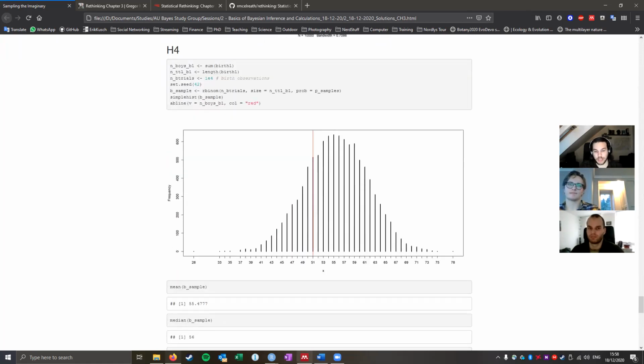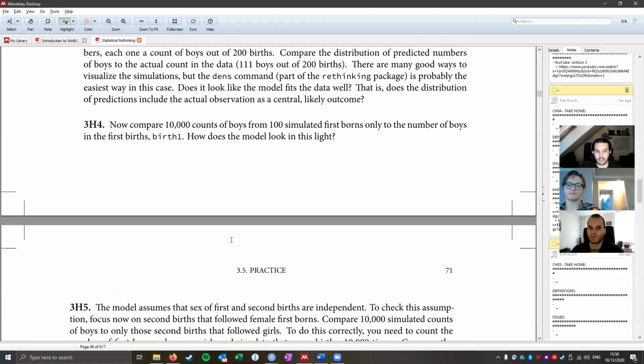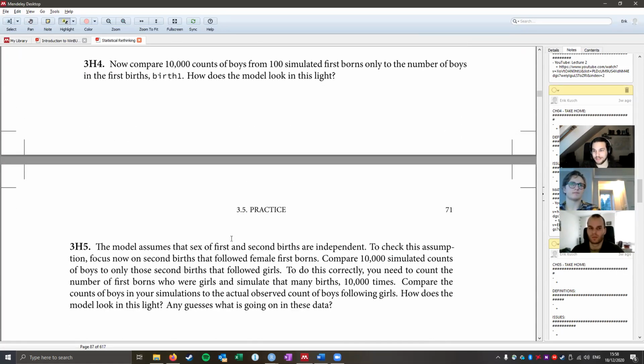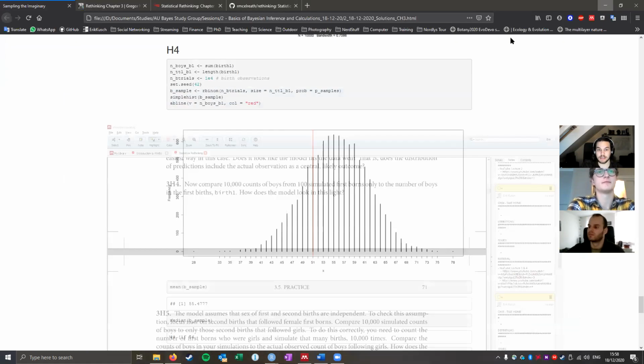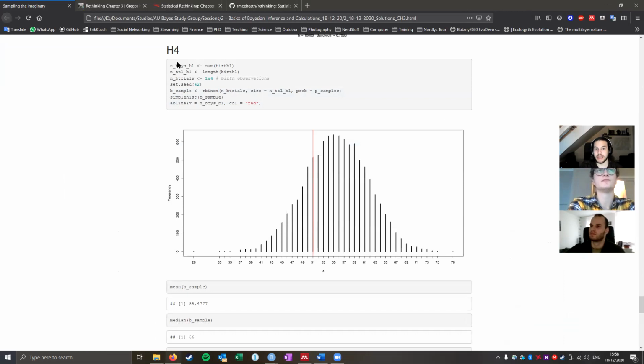So moving on to H4, hopefully we can manage this in the last, oh no, there's an H5 as well. So I guess we won't finish this with Sam still here, but we will finish this with just Gregor and I. So now for H4 we compare 10,000 counts of boys from 100 simulated firstborns to the number of boys in the first birth, so birth 1. How does the model look in this light? So I go back to this. Now we have n boys that are firstborns. It's just the sum in birth 1.